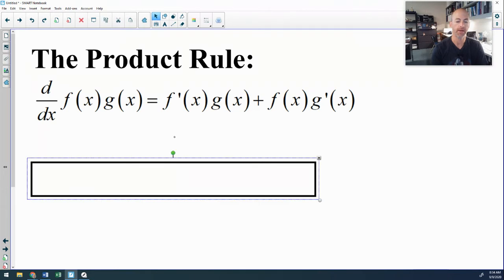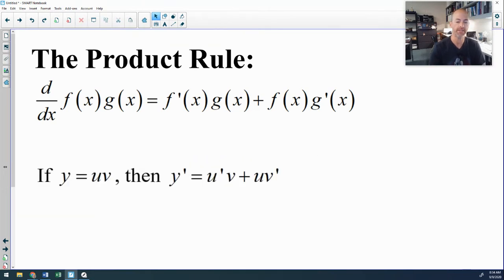Sometimes you will see derivative shortcuts written in terms of u and v. I don't know why the powers that be chose u and v a long time ago, but if you wanted to simplify it, you could say if y is u times v, then y prime is u prime v plus uv prime. And it's understood that u and v are functions of x.